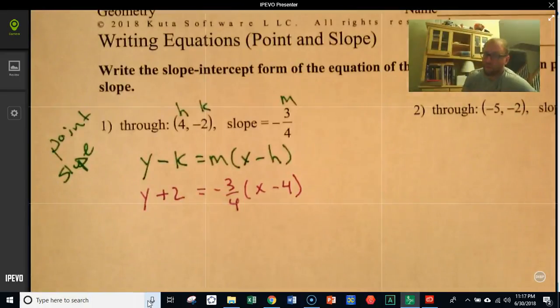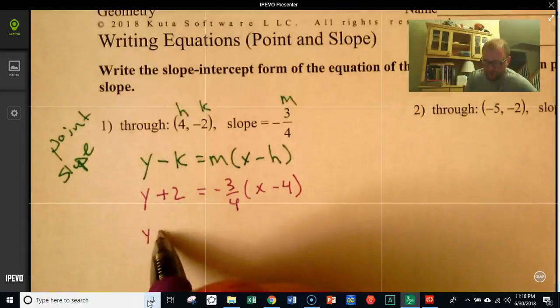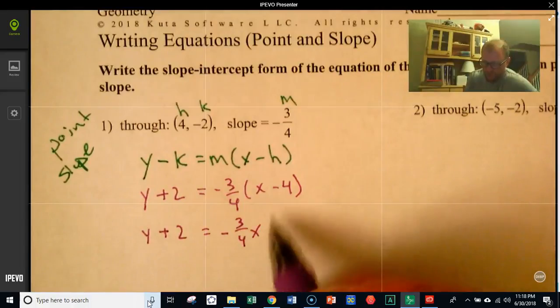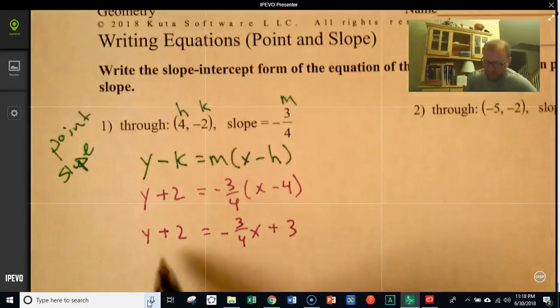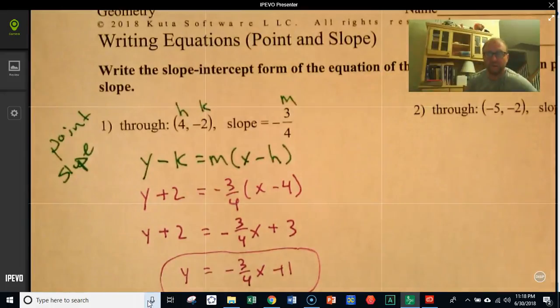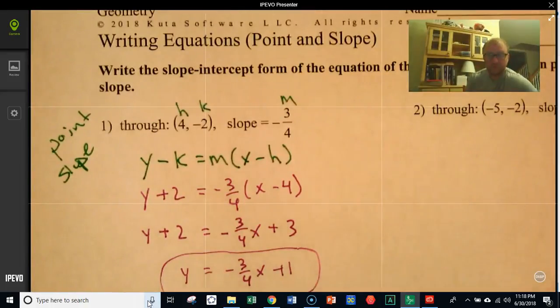And technically, you've just done it. You're done. You don't have to do anything more. But you're going to want to put it into slope-intercept form because it's not really useful in this form. So we're going to start by doing some distributive property over here. y plus 2 equals negative 3/4 x minus, see, negative 3/4 times negative 4 is a positive 3. Then we're going to subtract 2 from both sides. y equals negative 3/4 x plus 1. And there's our equation. If you want to double check, you can always go back and substitute these values in here for x and y and see if you get a true statement.